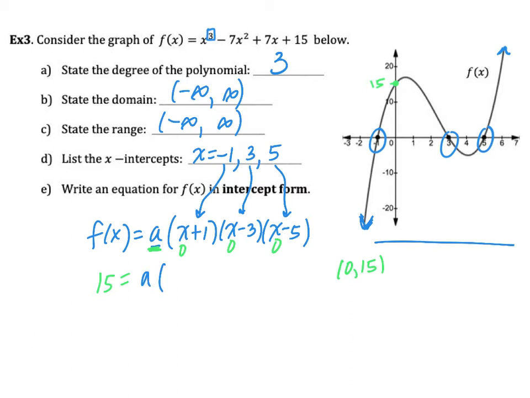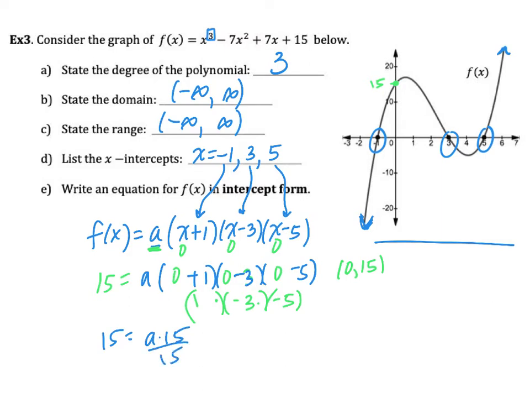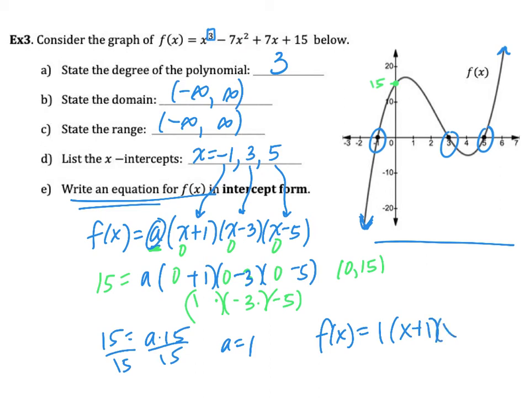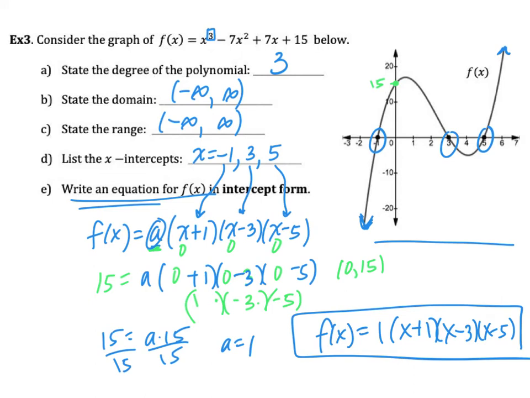So it's 0 plus 1, and again, we're going to focus on this later, 0 minus 3, and 0 minus 5. Well, 0 plus 1 is 1 times -3 times -5. That turns into positive 15, so we get 15 equals a times 15, divided by 15, and a actually equals 1. So the equation, now that we know a equals 1, is f of x equals 1 times (x plus 1) times (x minus 3) times (x minus 5). And that is it.